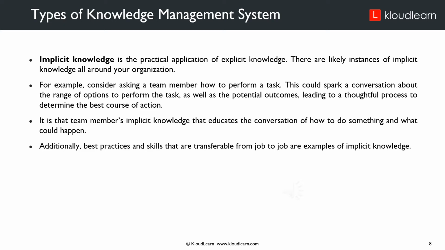Implicit knowledge is the practical application of explicit knowledge. There are likely instances of implicit knowledge all around your organization. For example, consider asking a team member how to perform a task. This could spark a conversation about the range of options to perform the task, as well as the potential outcomes, leading to a thoughtful process to determine the best course of action. It is that team member's implicit knowledge that educates the conversation of how to do something and what could happen. Additionally, best practices and skills that are transferable from job to job are examples of implicit knowledge.